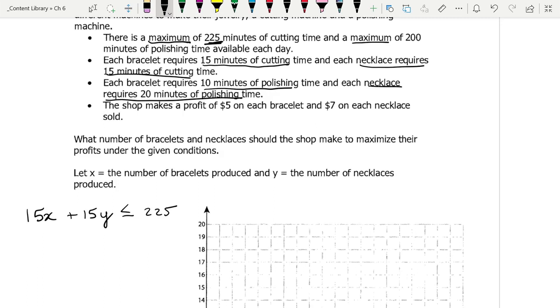Okay, let's make a polishing equation. It takes 10 minutes to polish the X's, and it takes 20 minutes to polish the Y's. So obviously the necklaces are maybe a little more finicky for the guys. They have to polish a little longer. But I have a maximum amount of time I can polish, 200 minutes. So once again, less than or equal to 200. Now once again, obviously you can't make negative bracelets. You can't make negative necklaces. And once again, I'm going to have to count in whole numbers when I'm looking for my answers.